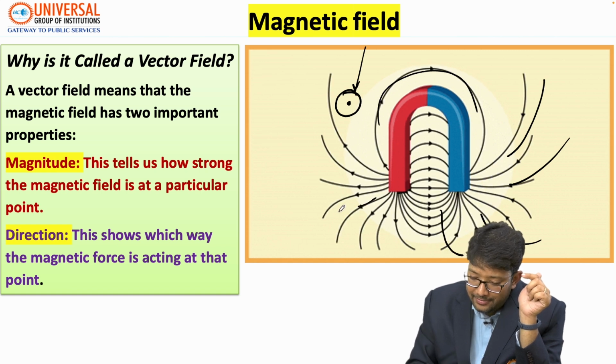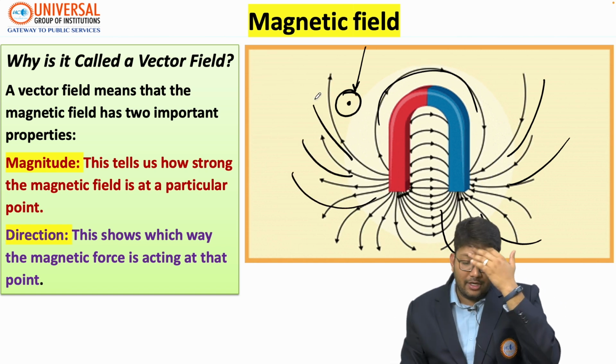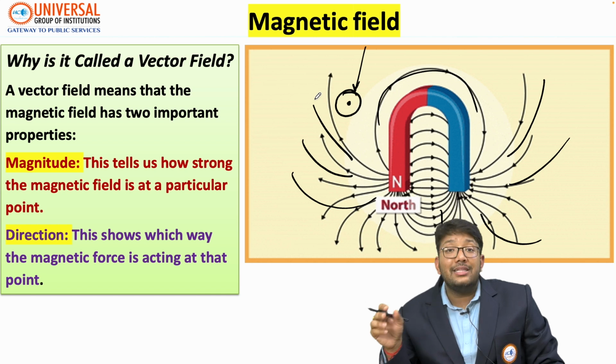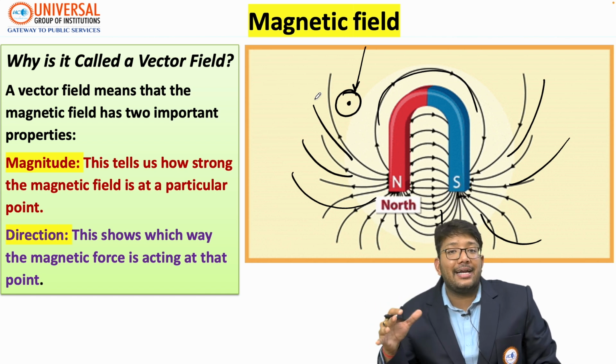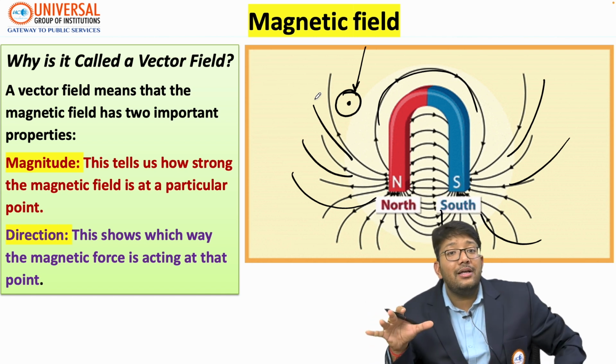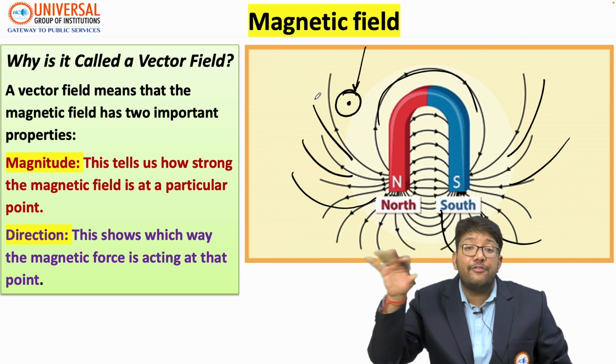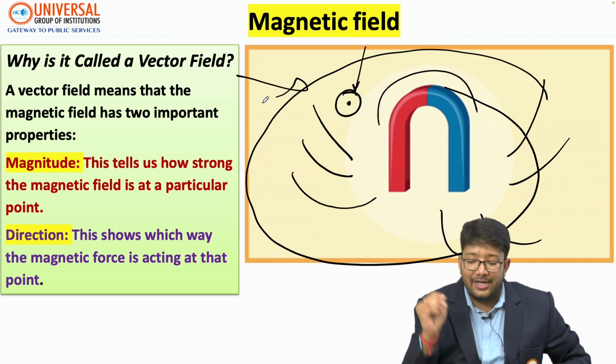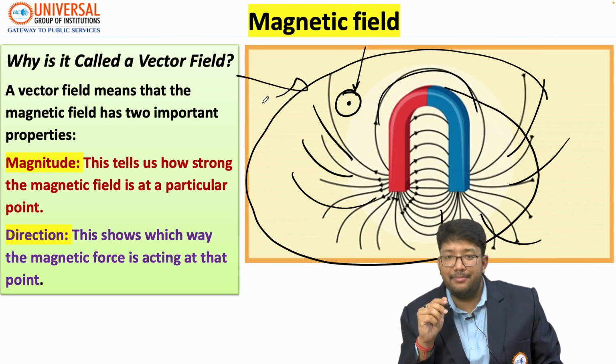Are you getting the point? These are the directions. This particular thing will show the magnetic force acting at that particular point. So that's why this particular field is called a vector field. Okay, you will remember that.